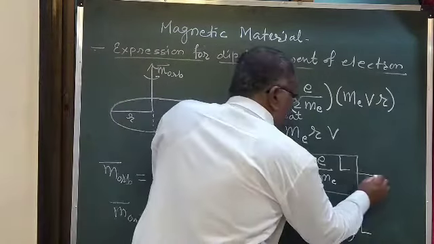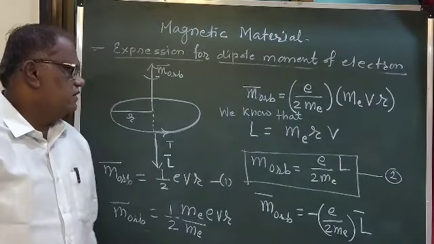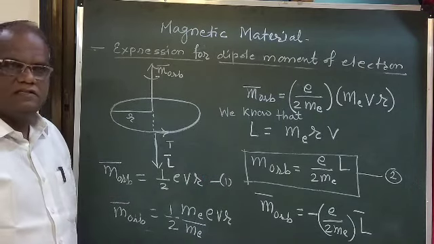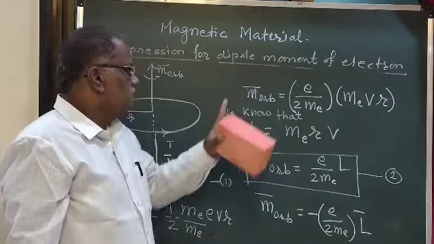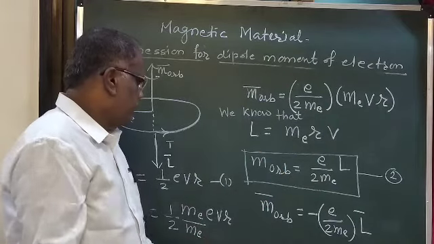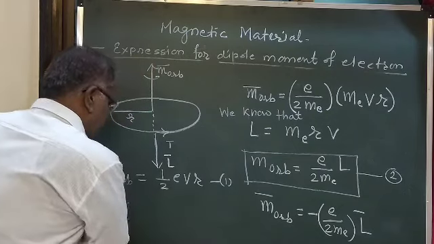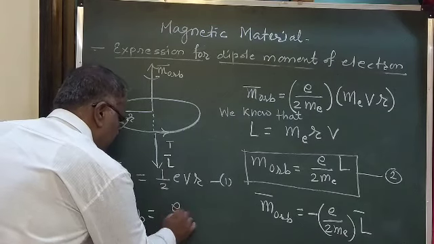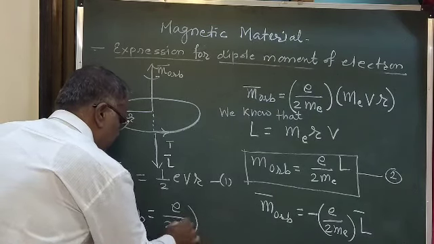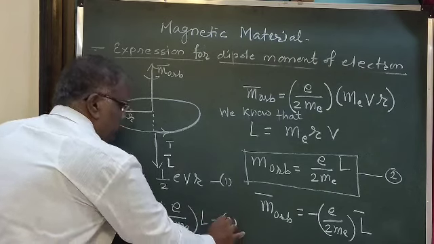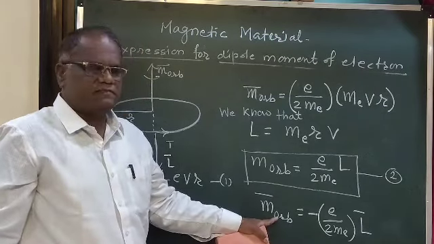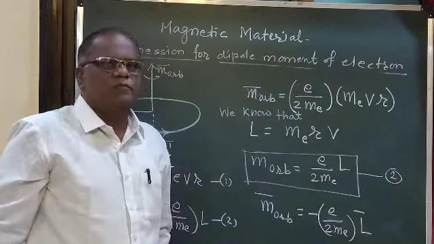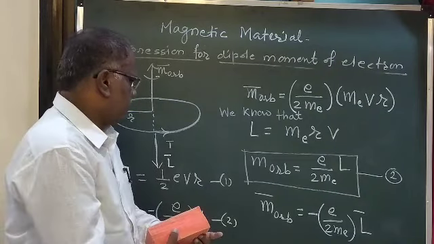Again, by using this equation, we can find the orbital dipole moment of the electron, that is, the dipole moment of the electron when it is revolving in a circular orbit. This is equation number 2. We write here m orbital is equal to e upon 2 m_e into L. In vector form, it can be written with a minus sign, because magnetic dipole moment and angular momentum are in opposite directions.